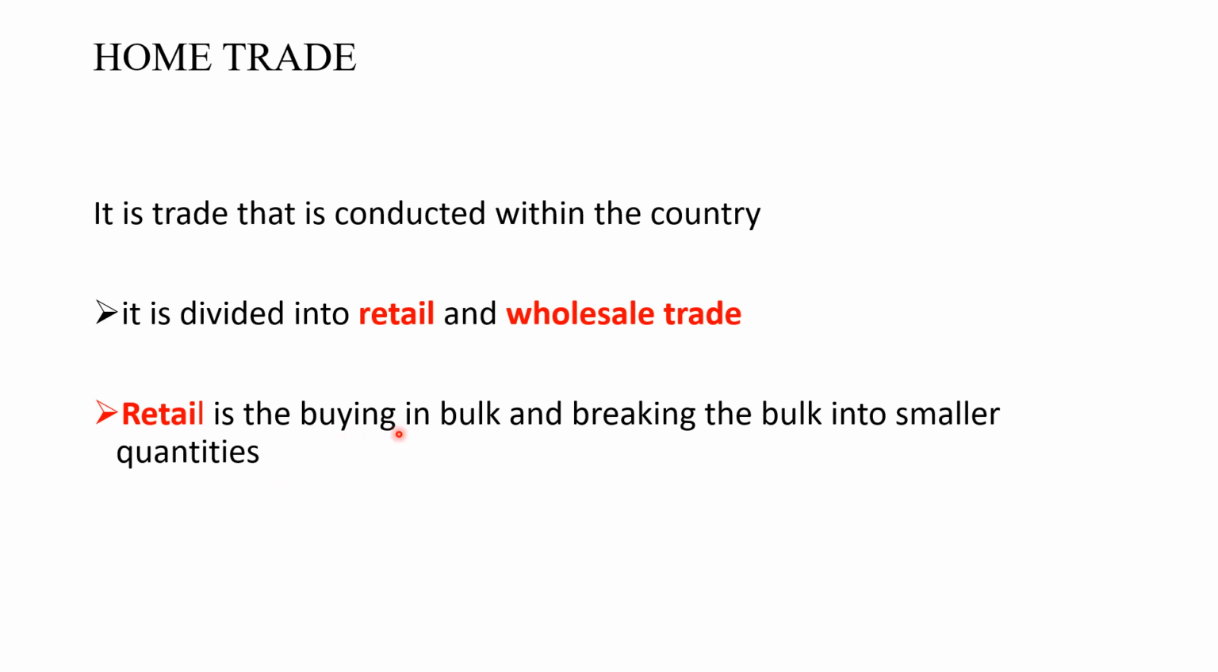So retail is the buying in bulk and breaking the bulk into smaller quantities. Retail involves buying a lot of things at once, and then you break those things into smaller units which you can sell. For example, you can buy 25 kg of sugar, then package that 25 kg of sugar into smaller quantities that can be sold. That's the retail business.